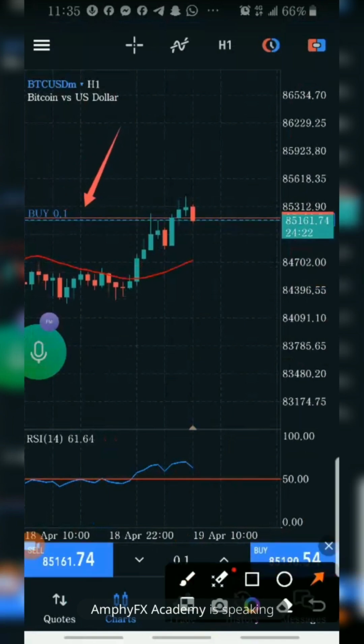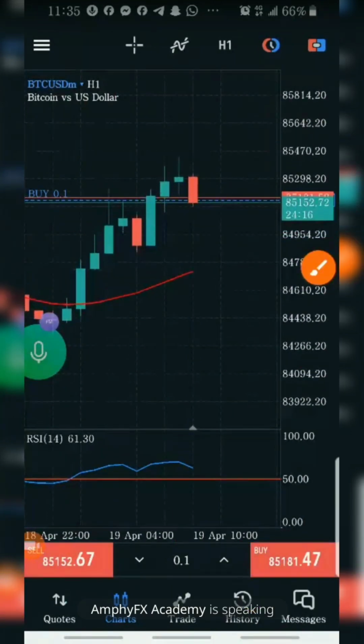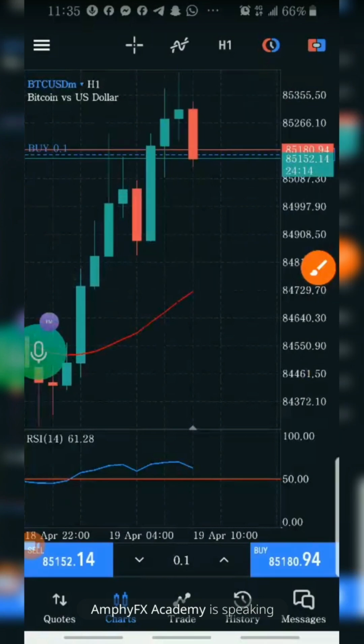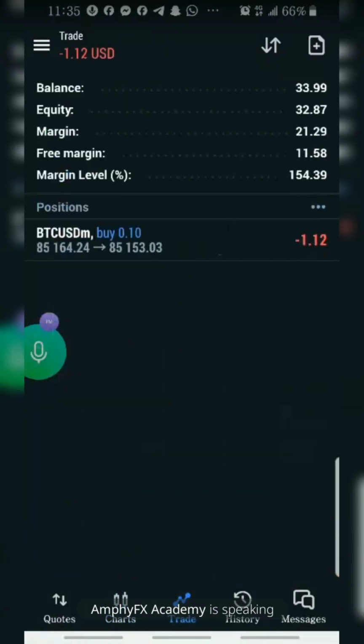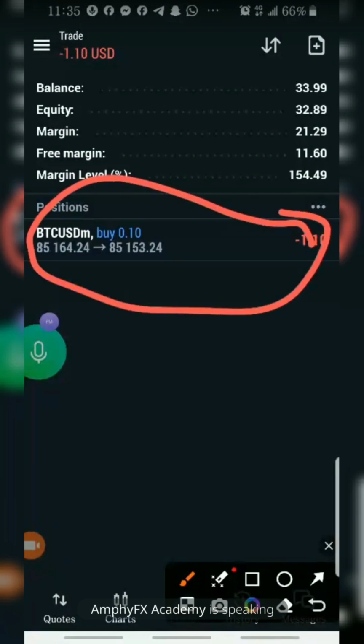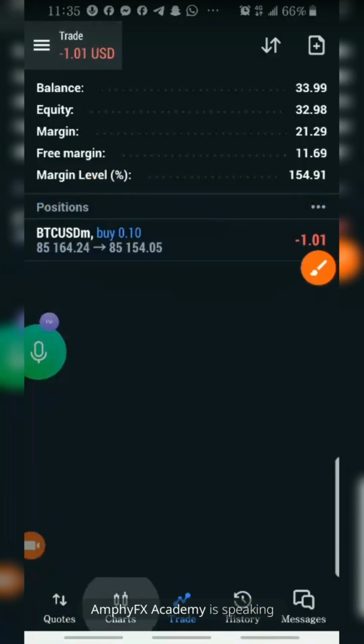So now that blue line means my position is what? Open. You can see it's open now. If I go back to the trade section, you can see the position is still open, right? So that's the easiest way to buy and sell.